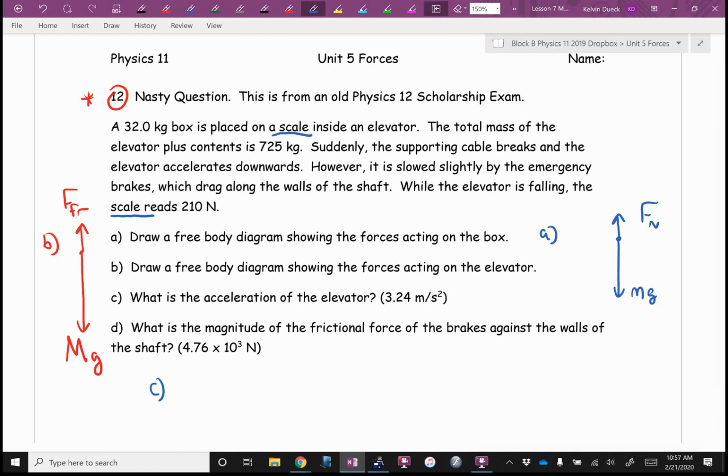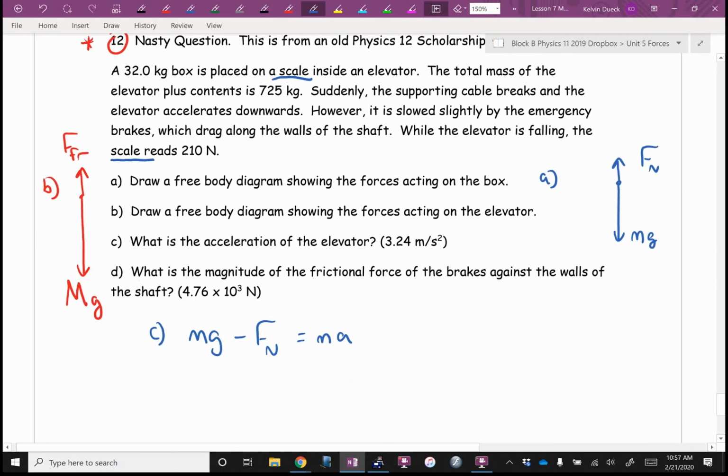Ooh, I wonder if once I figure out the box, will I be able to use that to figure out friction for the elevator in that other equation that I just erased? I just had my aha moment. Let's see. So, on the box, who's winning? Little m, g. Who's losing? Normal force. What's that going to equal? Little m, a. You okay with that? Get the a by itself.